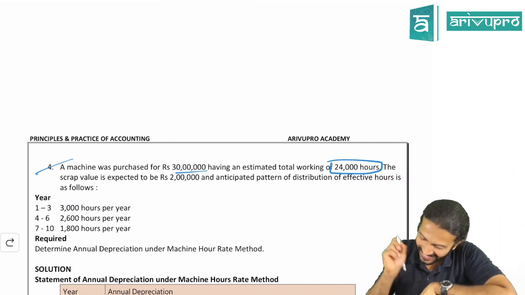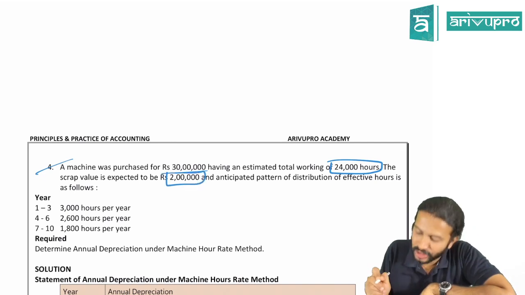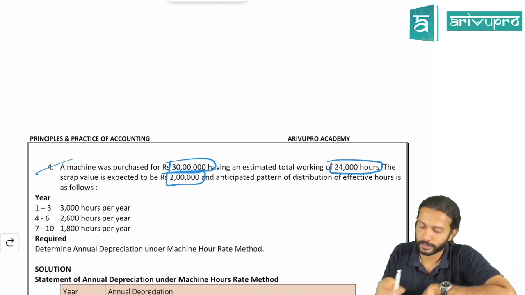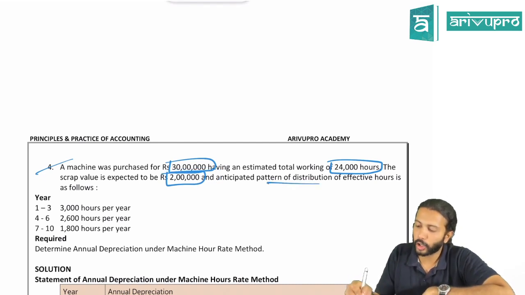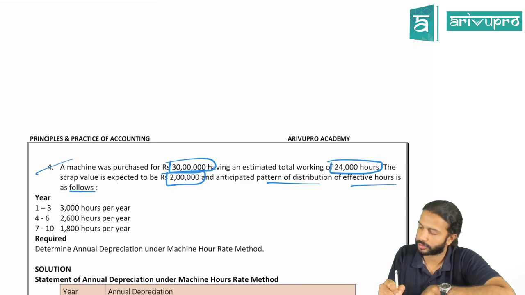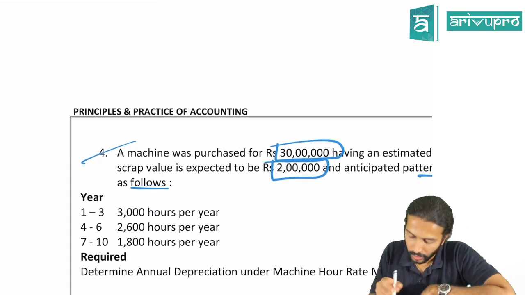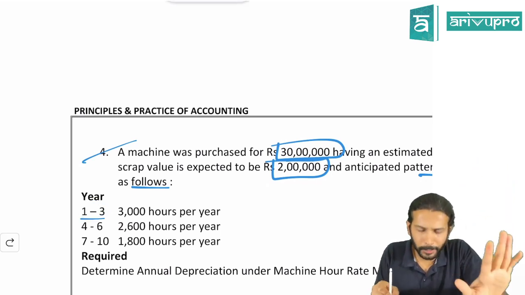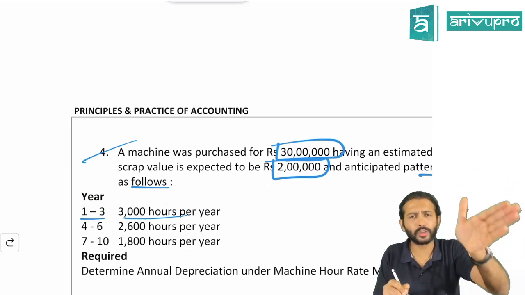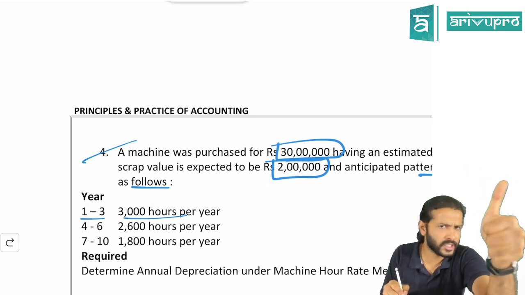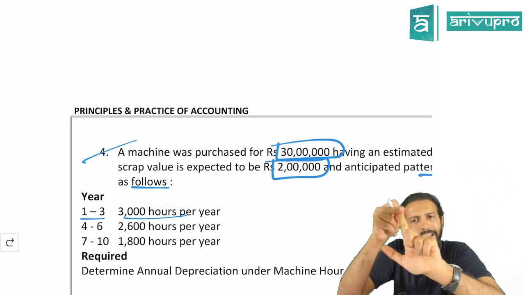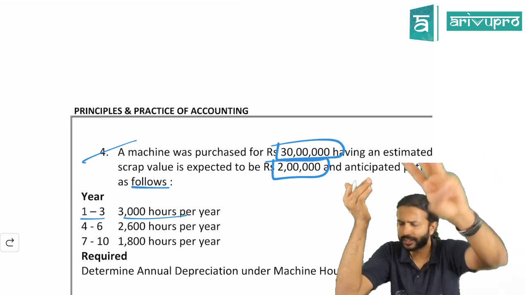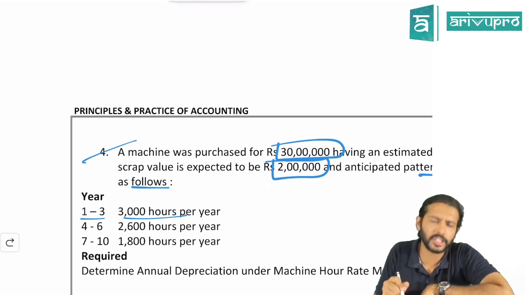The scrap value is 2 lakh rupees. So originally you purchased for 30 lakh, scrap value is 2 lakh rupees. The anticipated pattern of distribution of effective hours is as follows. For years 1, 2, 3, the company feels they're going to use this machinery for 3,000 hours every year. First year 3,000, second year again 3,000, third year again 3,000 hours.